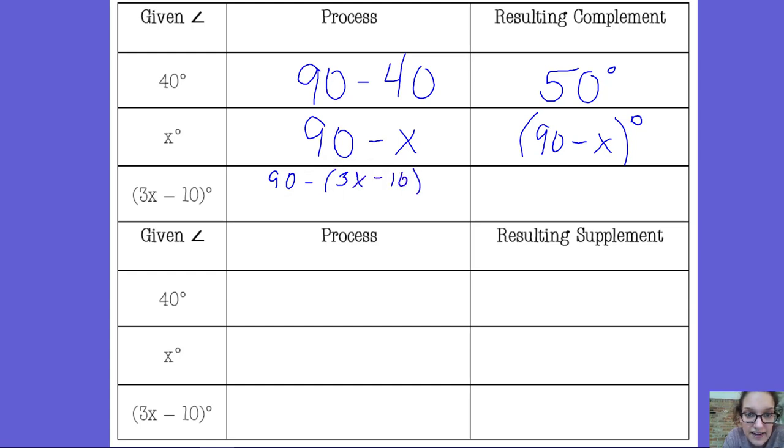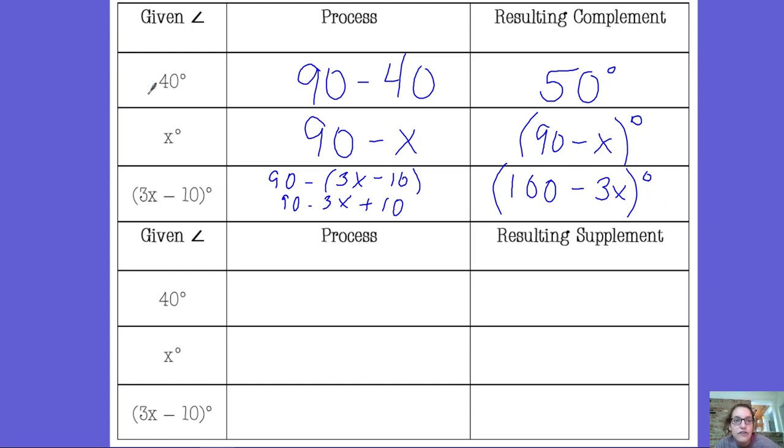I'm going to distribute that negative, so that'll give me 90 minus 3x, and minus two negatives make a positive, plus 10. And so now I can combine like terms. I can add the 90 and the 10 to get 100 minus 3x. So the complement of 3x minus 10 is 100 minus 3x.